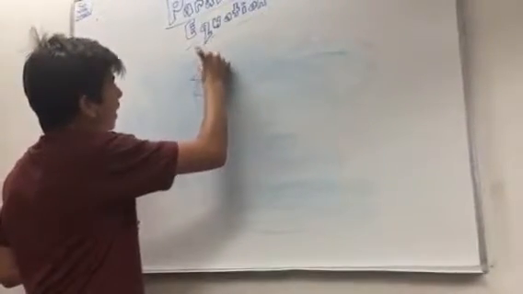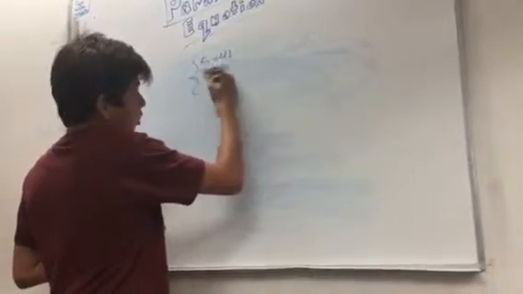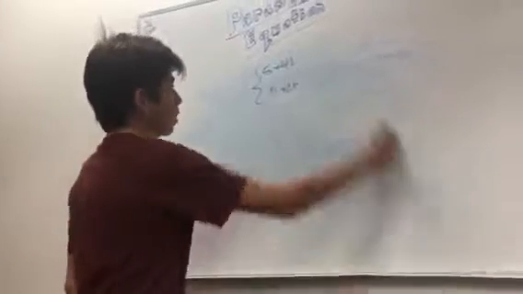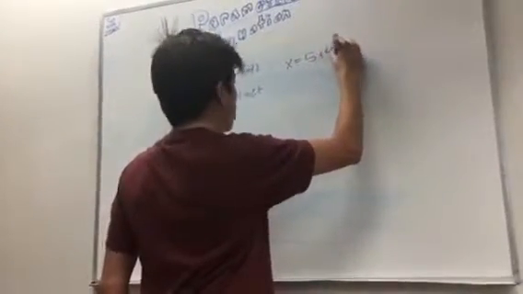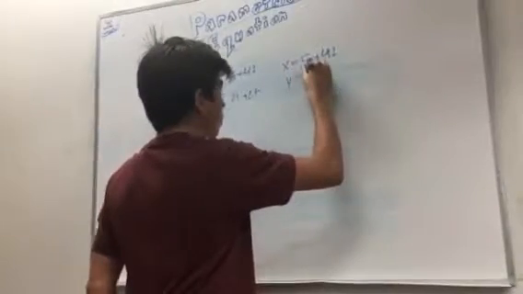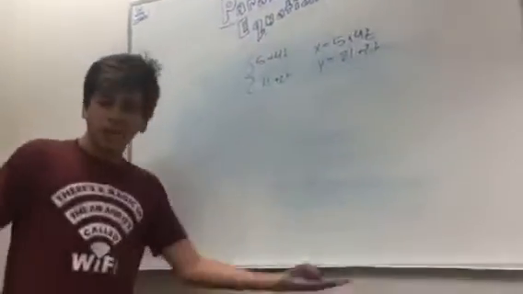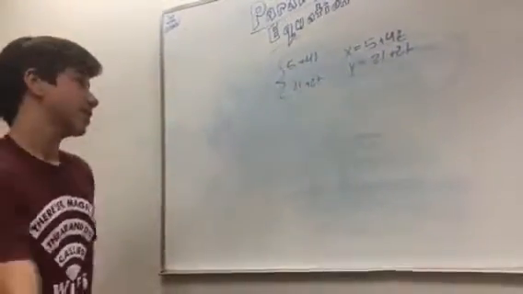What if we got 5 plus 4t and 21 plus 2t? Well, this can be simplified down to x equals 5 plus 4t and y is 21 plus 2t. Now that's all great, right? But what does this actually mean? I'm so glad you asked.